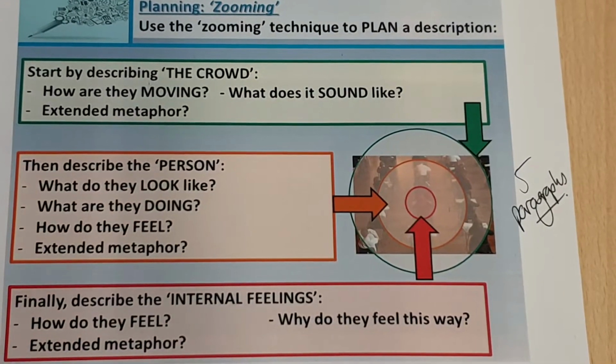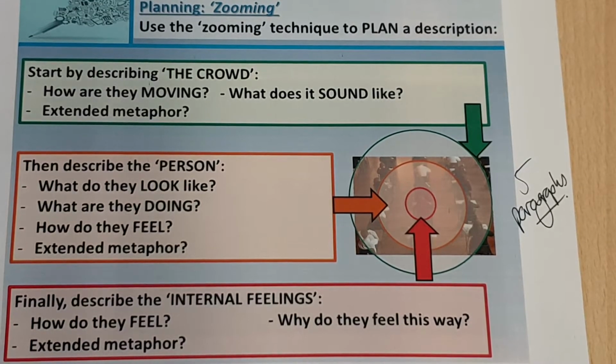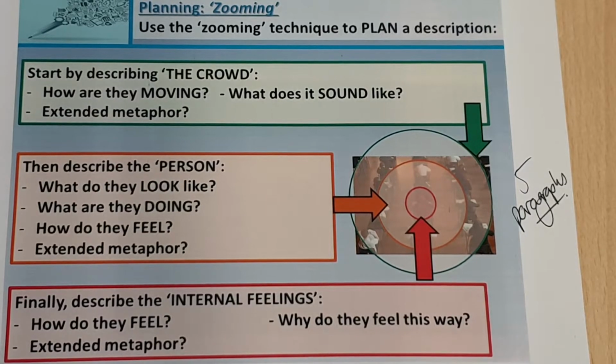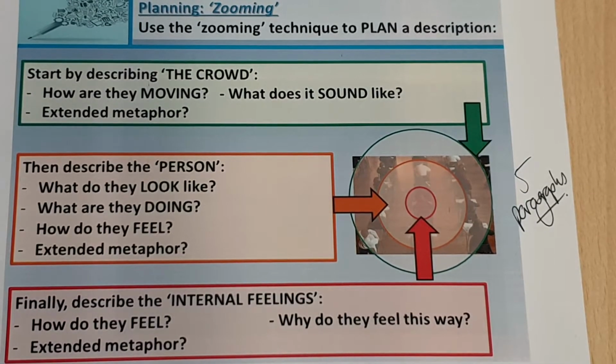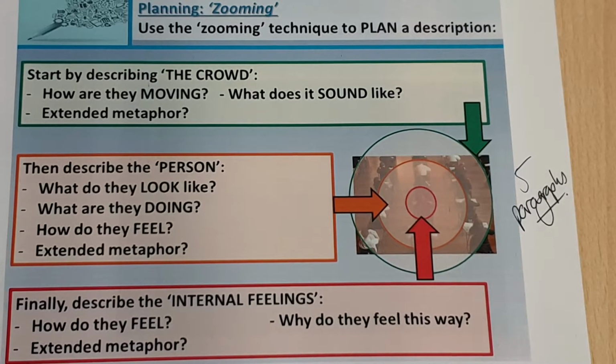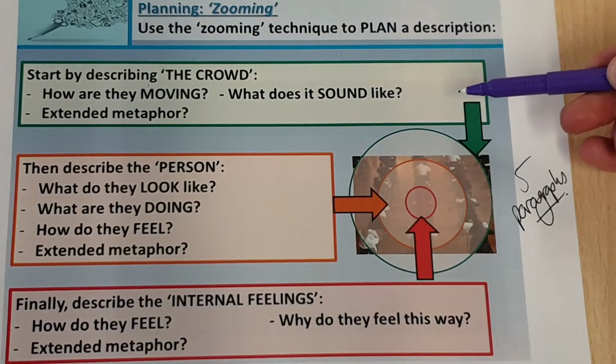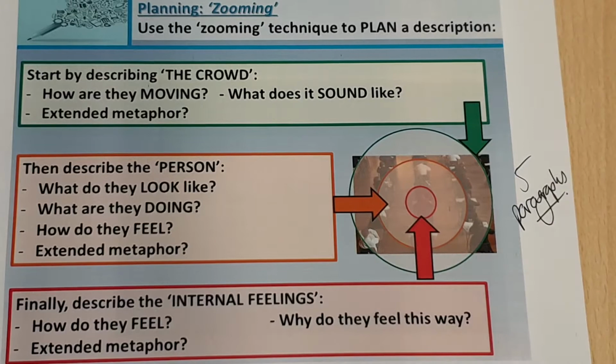Now, me saying that, you're going to think, well, hang on, he's only getting me to plan 3 things. That's where your personal discretion comes in. Where are you going to add the extra? Where are you going to add the extra paragraphs? Where are you going to add the extra detail? Okay? And finally, again, is it going to be that internal feeling section? Or are you going to develop the setting slightly? Or are you going to look at the person? That is entirely up to you.